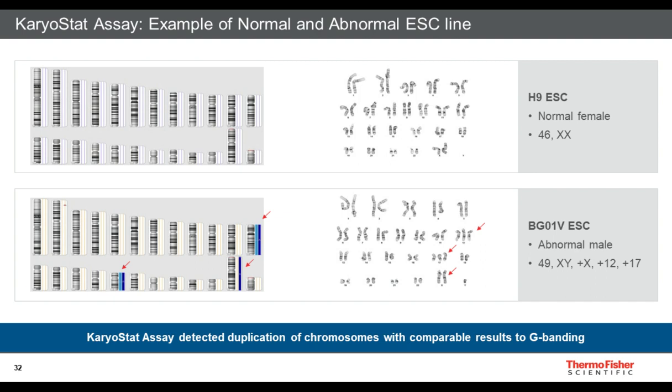So on the top, we have the normal H9 ESC normal female, and that's compared to the G-banding. And then to show you that we can detect the abnormal, we also have the abnormal male below. And so as you can see, when there's extra chromosomes on the G-banding on the right, it'll show up as 2 bars on our software.